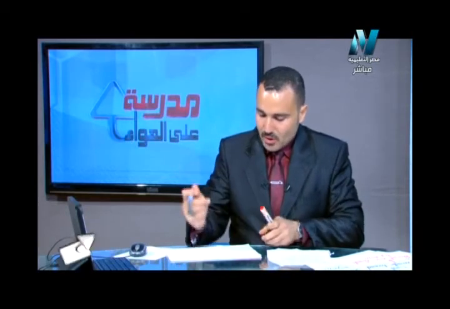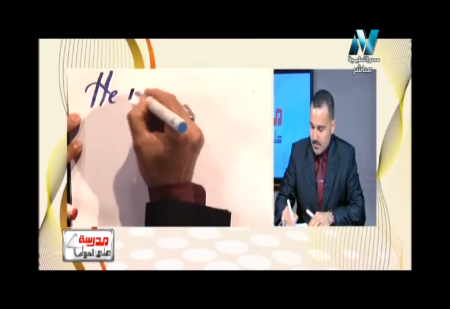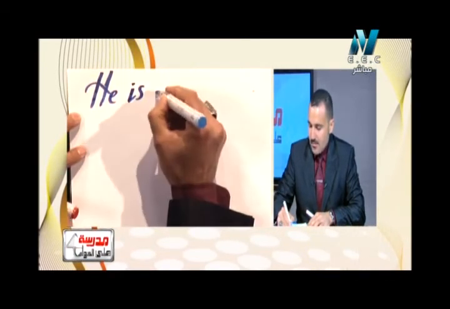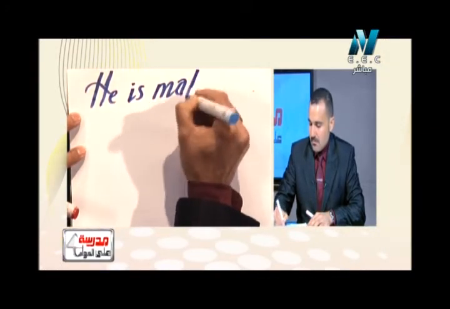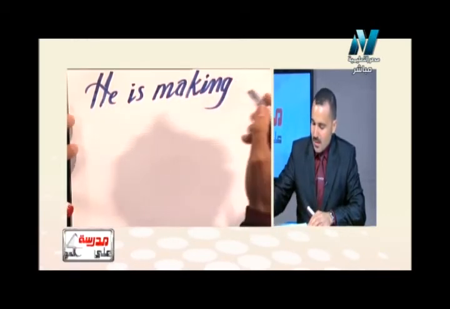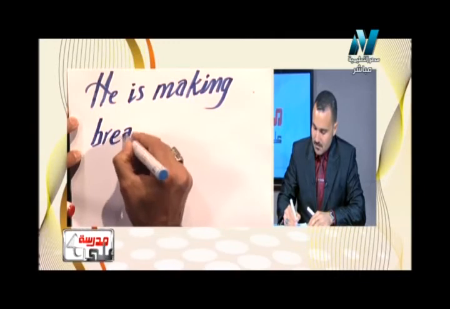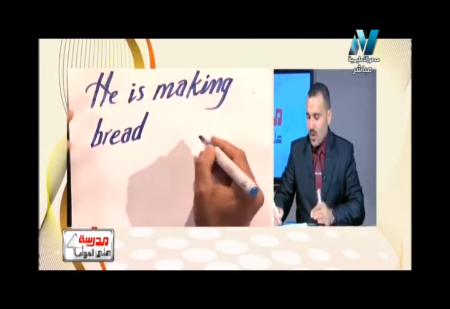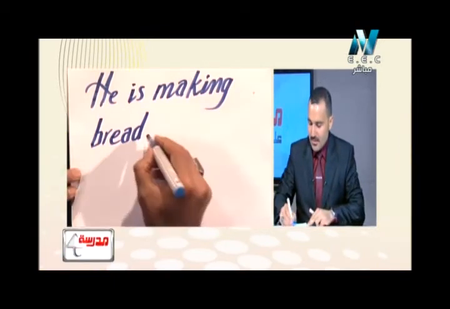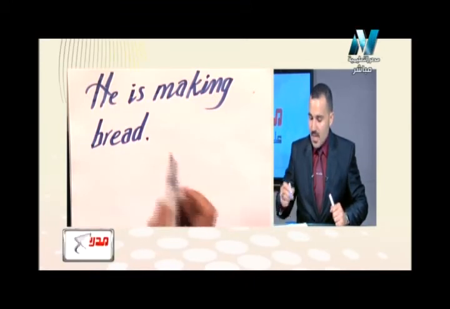طيب عندنا the present continuous، نستخدم present continuous. he is making bread. هو بيصنع البريد. طبعا احنا عارفين الفورم. طبعا السنتنس اللي عندنا في ال present continuous and it's in the active voice.